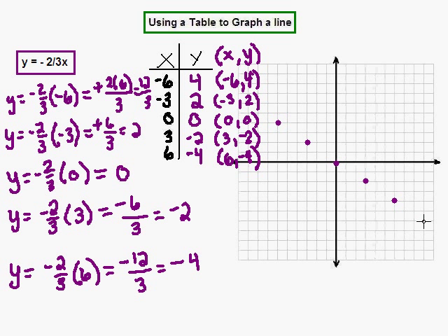So now, using this, I am going to draw in the best line that I can here, connecting those dots. And there is, put on my arrows, and there is my line. This line then is my final answer, and it represents the equation y equals -2/3 x.